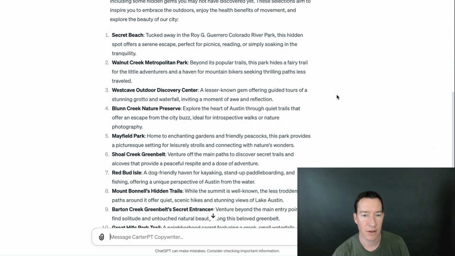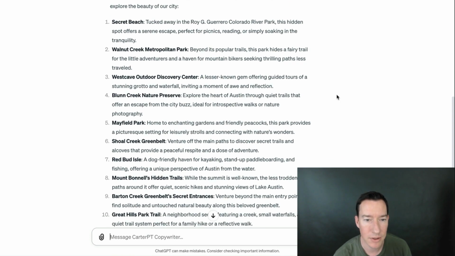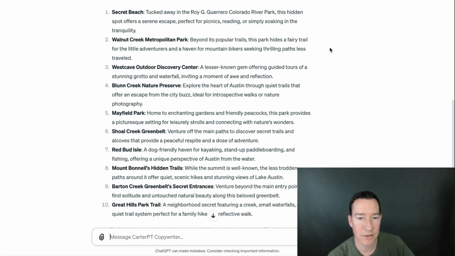Okay, so Secret Beach. Well, I didn't even know about that one. That's cool. So, tell my wife about that one. Walnut Creek, it's a great one. Metropolitan Park, West Cave Outdoor.